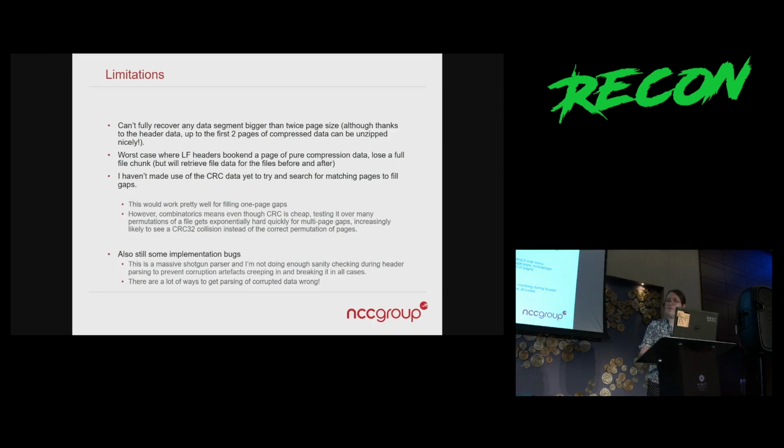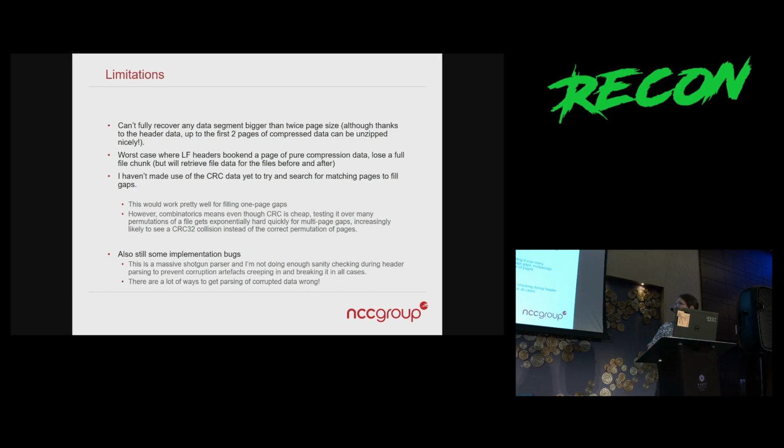Okay, so that was like, a really substantial amount of the data has been recovered from that dump so far. You can't fully recover any data segment that's bigger than a page size, or bigger than 2 page sizes at all. That's a hard limit on this. You can sometimes, in worst cases, completely lose a file.